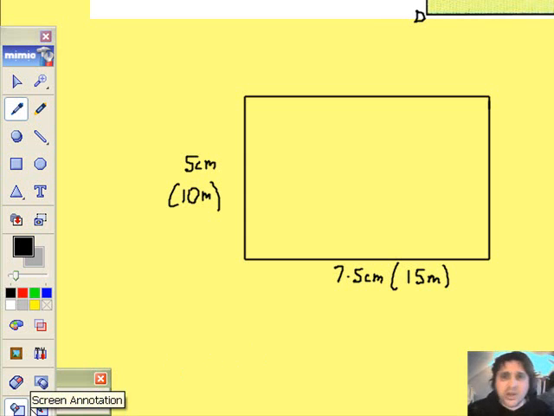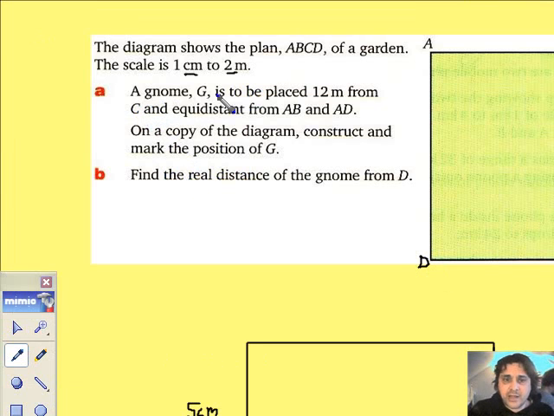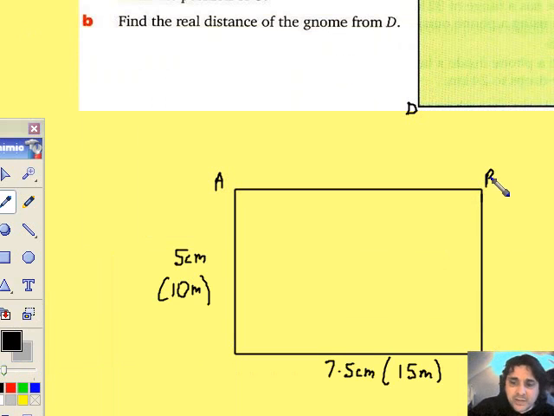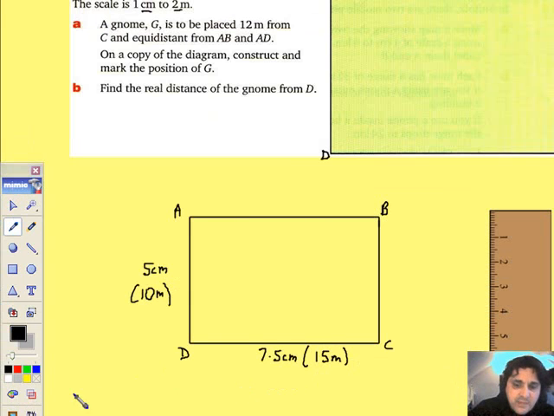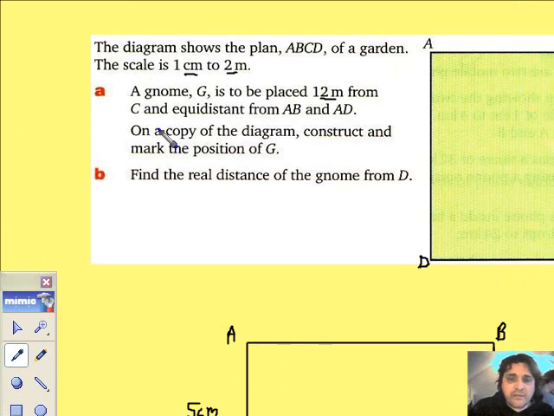Now we're going to put a garden gnome in the garden, believe it or not. It says a garden gnome G is to be placed 12 metres from C. Now I'm going to stop there, label up and just handle that part, because it is a locus that I must obey, and I must create that path. Now this gnome is to be placed 12 metres from the corner C. So without reading any more, I'm going to do that.